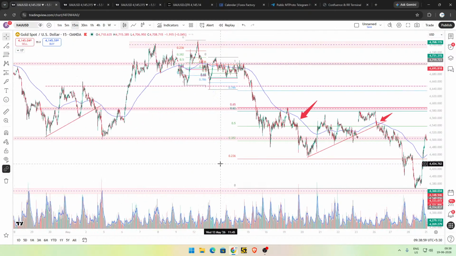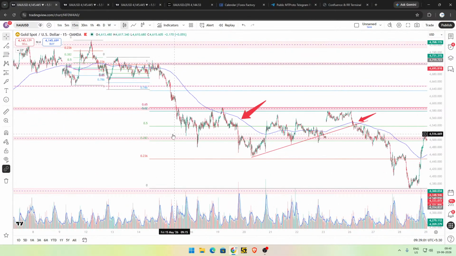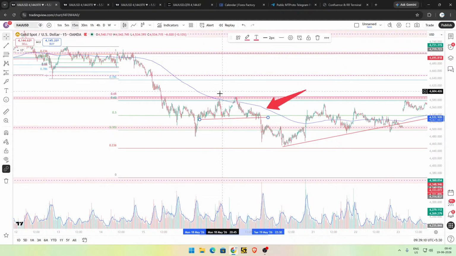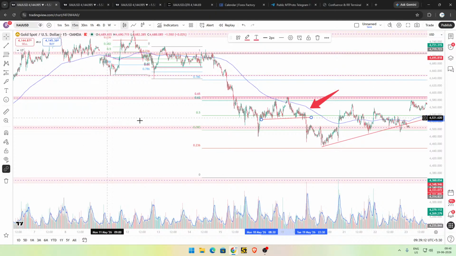And another thing is, see, this setup is also not a good one, but it worked very nicely because it was trading with the 200 moving average.